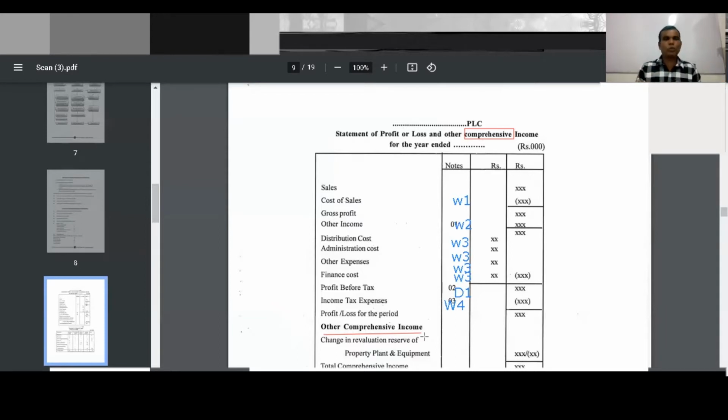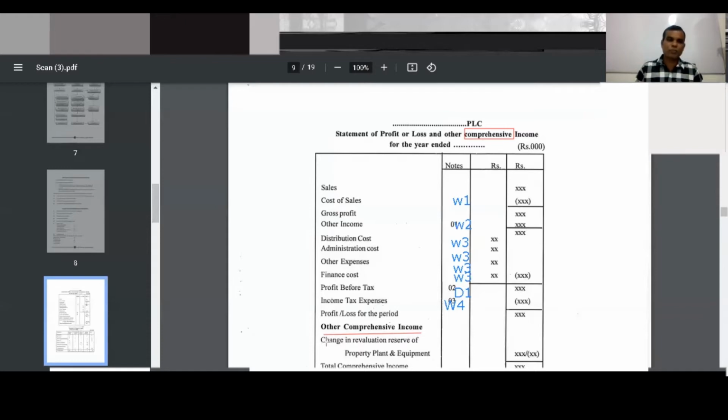Now it is said that according to LKAS 16, the property plant equipment standard, a company should revalue or determine the fair value of property plant equipment by a professional valuer at least within 1 year. At least once a year, property plant should be revalued by a professional valuer. So if there is a revaluation profit, it should be treated here as comprehensive income.